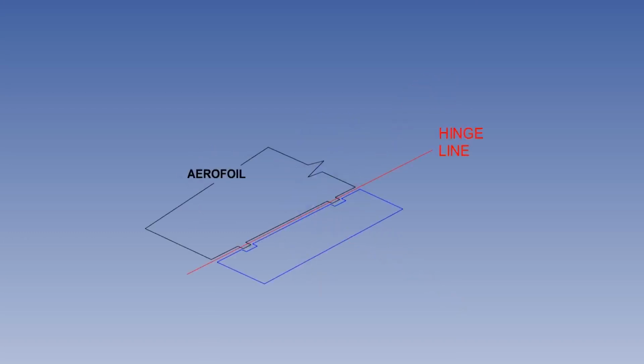A typical inset hinge looks like this. The area of the control surface forward of the hinge line is shielded to prevent it protruding into the airflow.